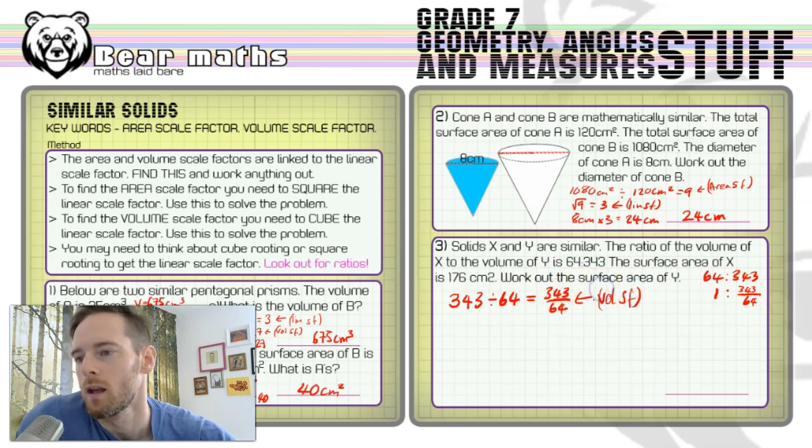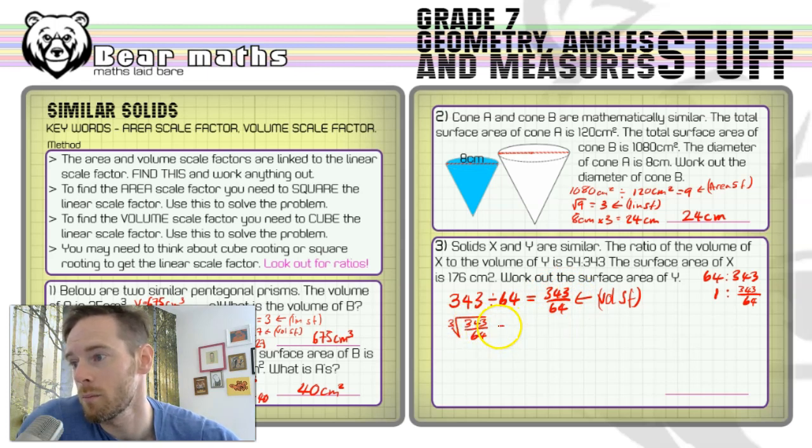Again, you don't always have to write this, just for your benefit and for my benefit. When I'm doing my working, I like to think, oh, what was that? All right, that was my volume scale factor. Okay, so I've got my volume scale factor, and what I need is the linear scale factor. Now the linear scale factor is the cube root of both of these numbers. So we're going to get the cube root of 343 over 64.